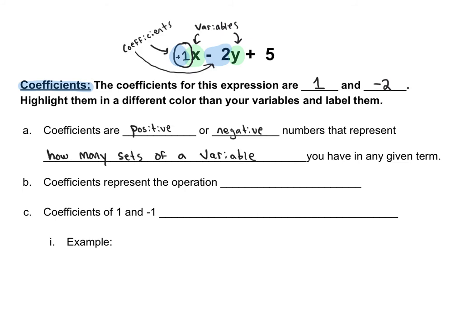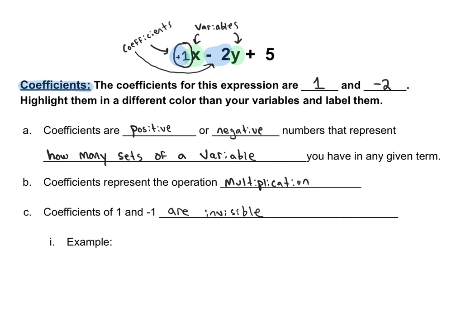So what coefficients are is they're positive or negative numbers that represent how many sets of a variable you have in any given term. And coefficients represent the operation of multiplication. So in our first term here with the coefficient of positive 1, that is like saying 1 times x. In that second term of the coefficient of negative 2, it's like saying negative 2 times y. And then the coefficients of 1 and negative 1 are invisible.